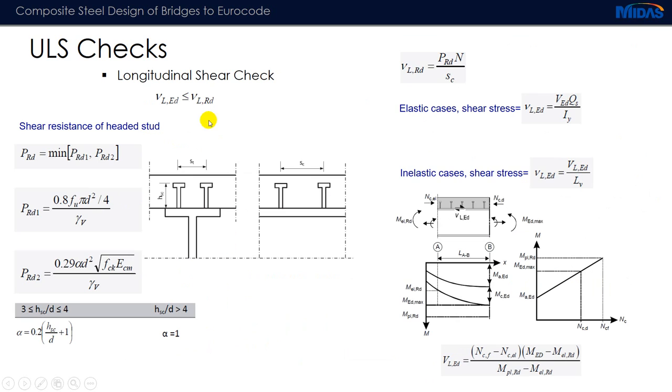Okay. Now moving on to longitudinal shear checks. Longitudinal shear checks are used to design the shear connectors: the number of shear connectors, diameter, spacing, etc. In the longitudinal shear check, we calculate the shear stress applied per meter of the shear connector and compare it with the shear resistance, the shear capacity of the shear stud per meter of the shear connectors. So shear resistance of a headed stud is determined from this equation.